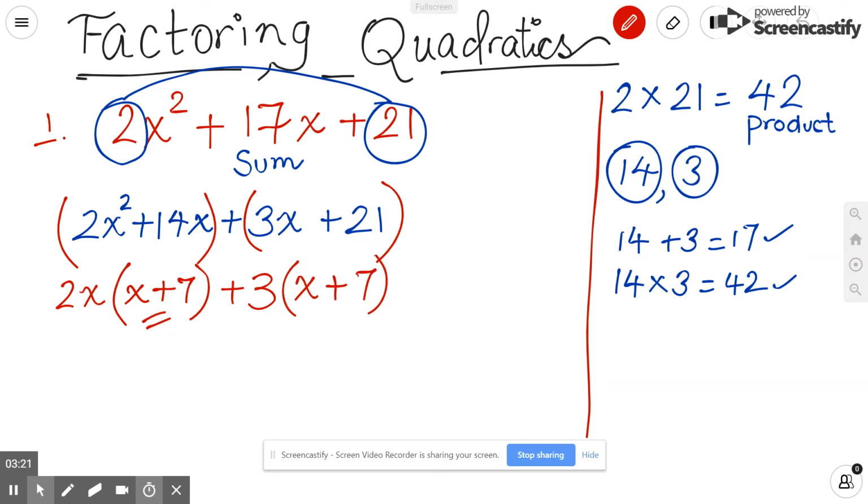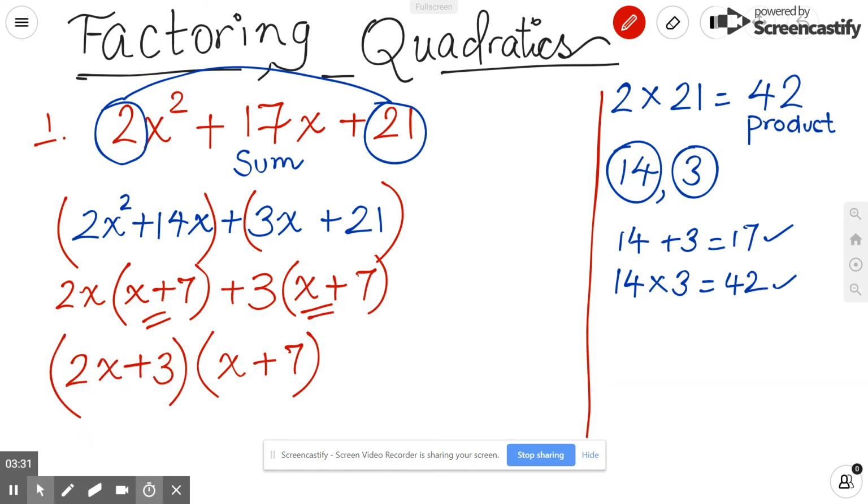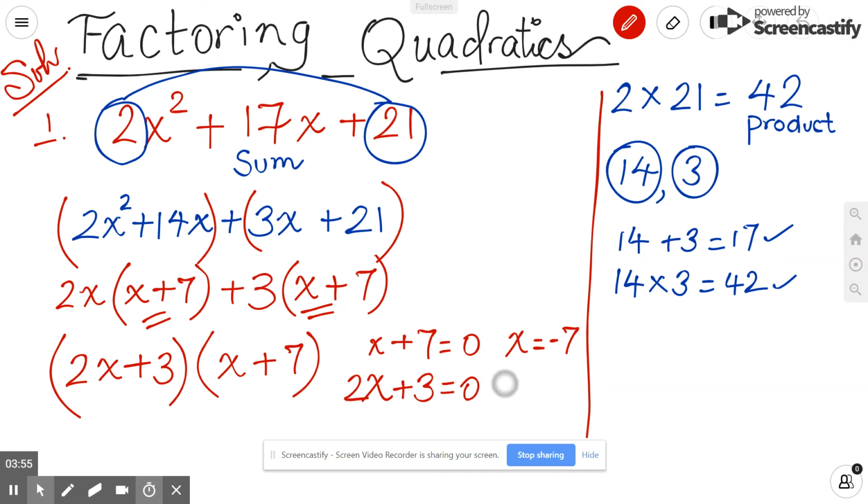Now, I got my x plus 7, x plus 7. So one of my factors is x plus 7. And my other factor is 2x plus 3. So from here, if we are trying to solve the equation, we will have to put these pieces equal to 0. So we'll have x plus 7 equal to 0, which will give me x equals negative 7. And my next one is going to be 2x plus 3 equals 0, which will end up giving me x equals negative 3 by 2.